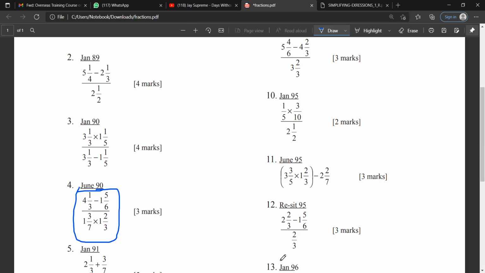So we're working 4 and 1/3 minus 1 and 5/6, divided by 1 and 3/7 times 1 and 2/3. Take your time. So with this approach, you work the top, you work the bottom, and then you divide the 2. Don't get confused. Work the top, work the bottom, get your 2 answers. And then you put whatever the top is divided by whatever the bottom is. So go ahead.